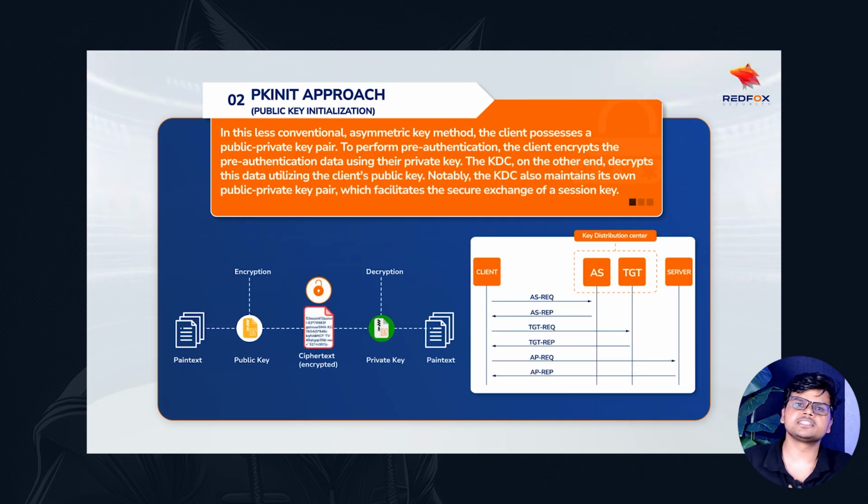Now let's talk about the second approach, which is the PKInit approach. In this less conventional asymmetric key method, the client possesses a public-private key pair. To perform pre-authentication, the client encrypts the pre-authentication data using their private key. The KDC on the other end decrypts the data utilizing the client's public key. Notably, the KDC also maintains its own public-private key pair, which facilitates the secure exchange of a session key.